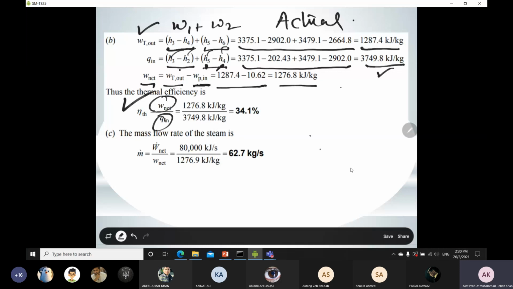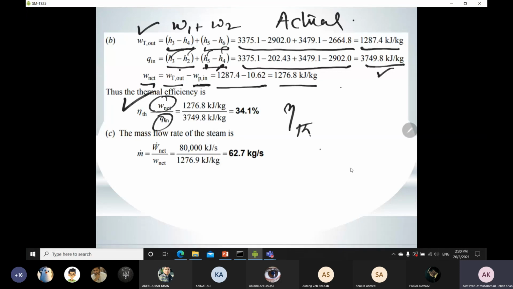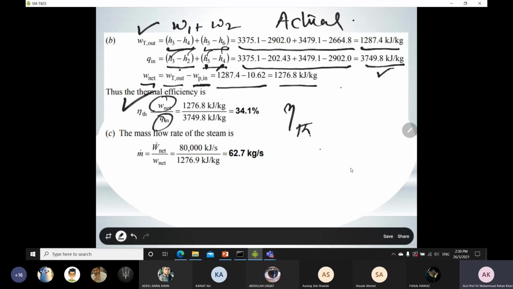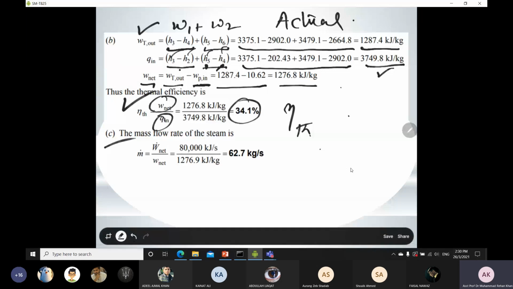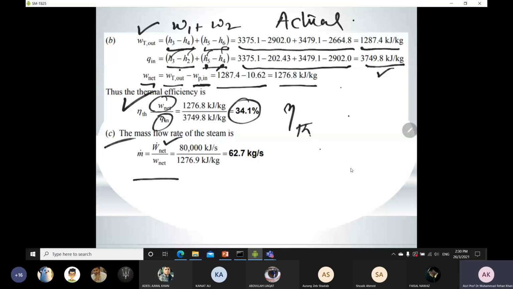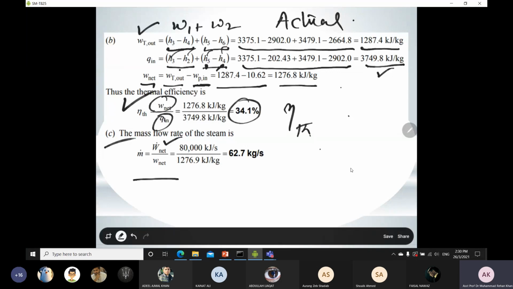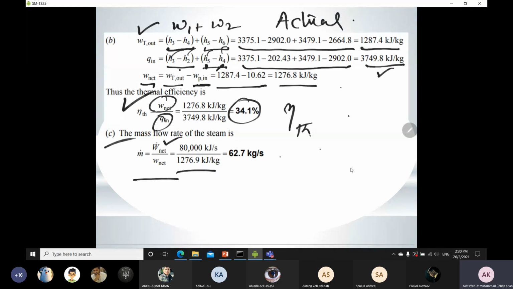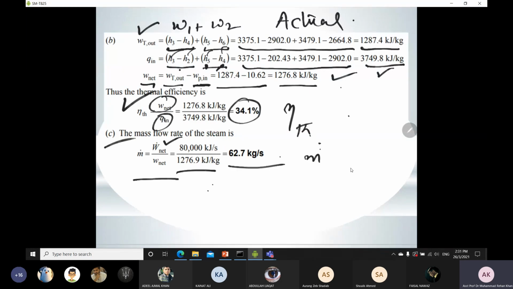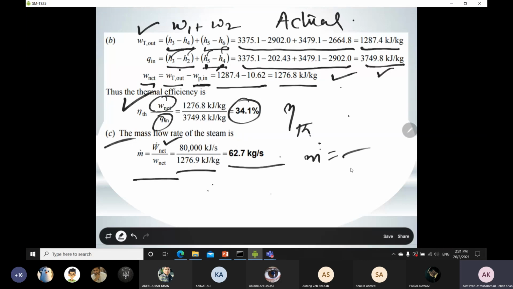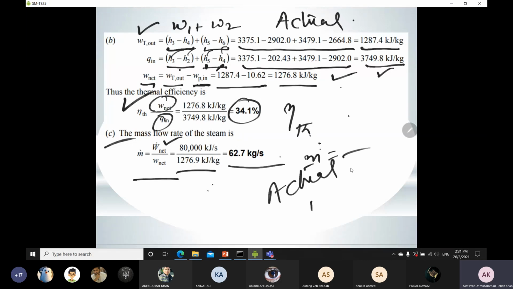When you already know these values, you can easily find the thermal efficiency for your whole actual reheat Rankine cycle. That comes to be 34.1%. Similarly, for part C, you have to find the mass flow rate of the steam as well, and you find this by using the power available in your question, which is 80 megawatts for your power plant, and the 1276.9 you just found from your W net, and you can easily find the mass flow rate as well. Okay, so this is how you can deal with the actual reheat Rankine cycle.